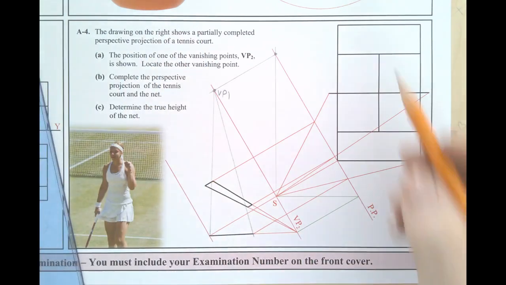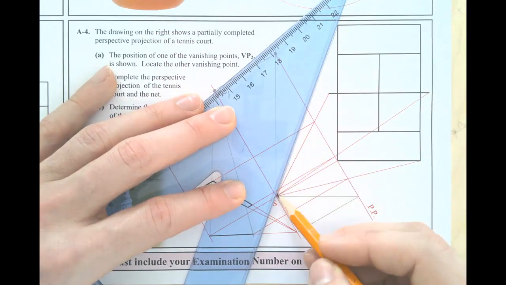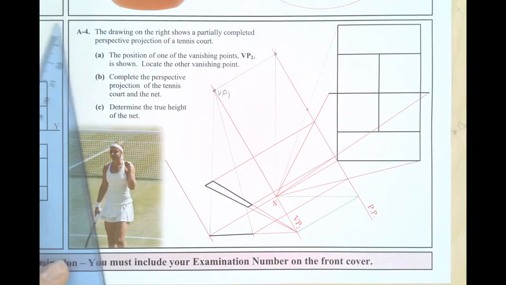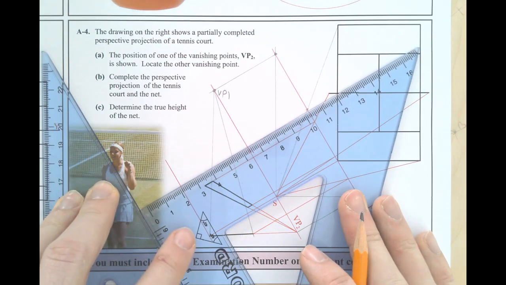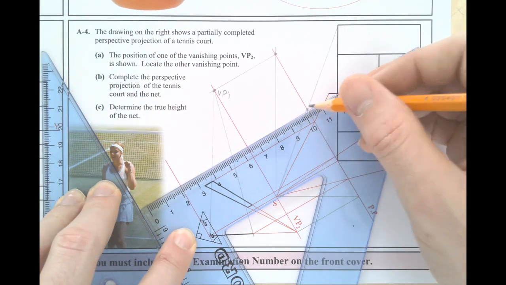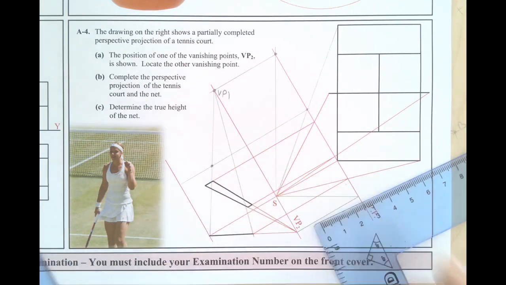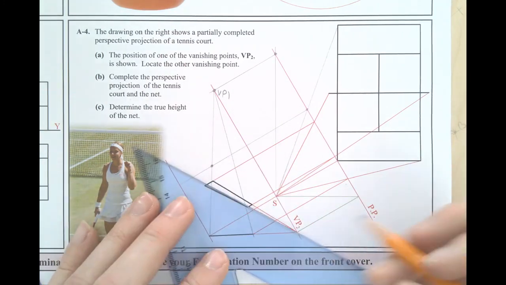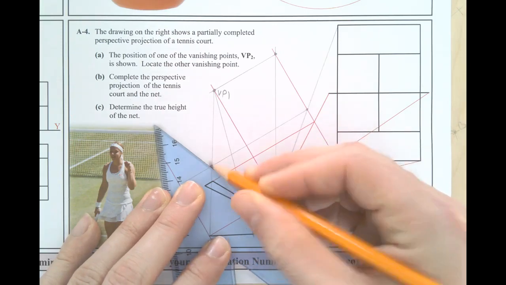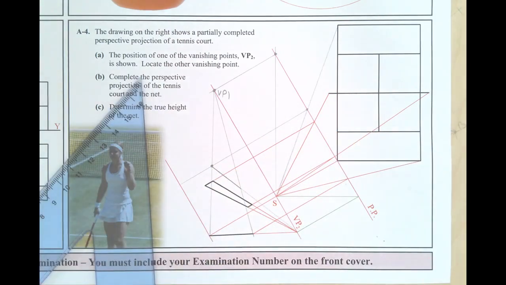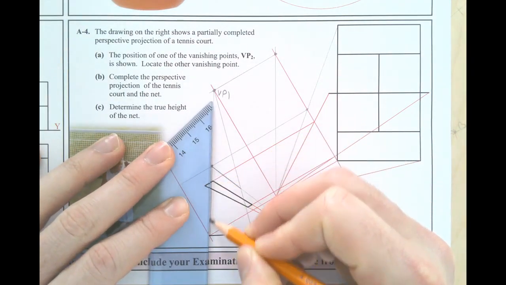To get the end of the tennis court, I bring the corner down to S, where it crosses the picture plane. Drop it down to my perspective view. Everything comes down at the same angle, perpendicular to the picture plane. That gives me that point, and I know that point must join back to VP2, so that gives me the other side of the tennis court there. It's a net, so technically the heavy line will continue the whole way down.